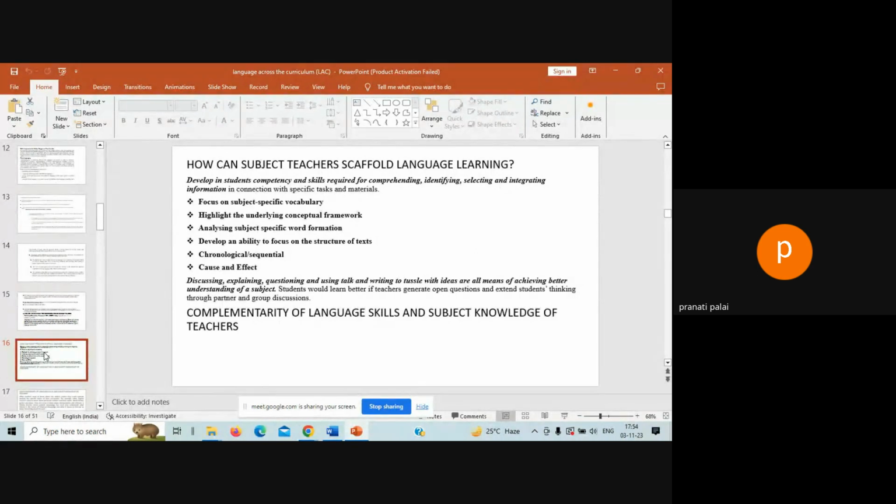Complementarity of language skill and subject knowledge of teachers. Subjects are not separate; they are complementary with each other. You can see the different language skills, how the subject knowledge of the teacher affects the language skill, and how we can assimilate the language in different subjects.